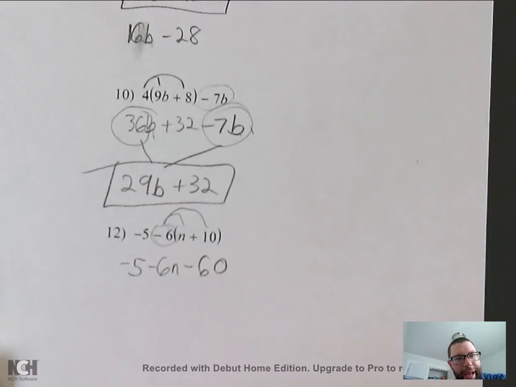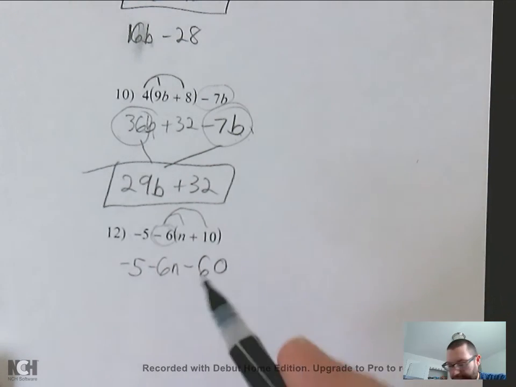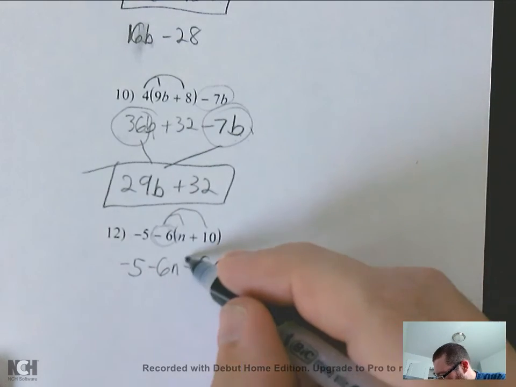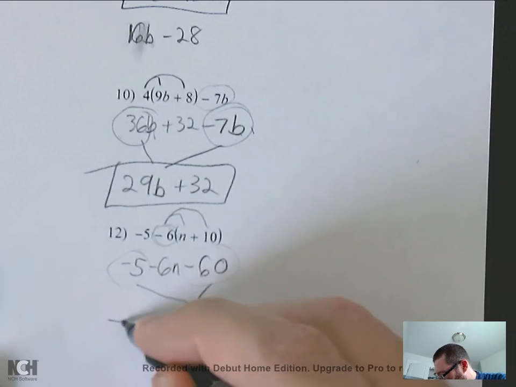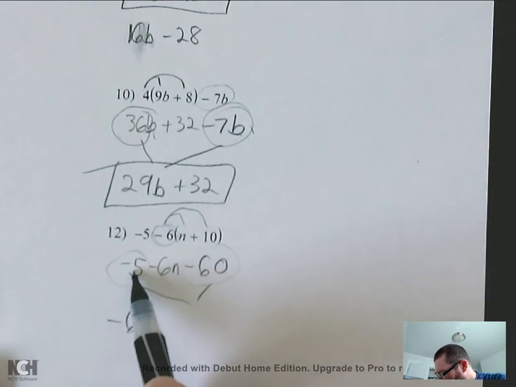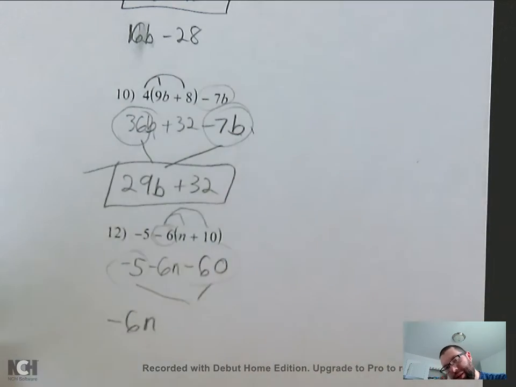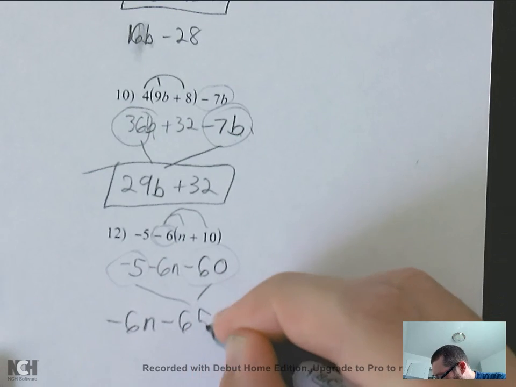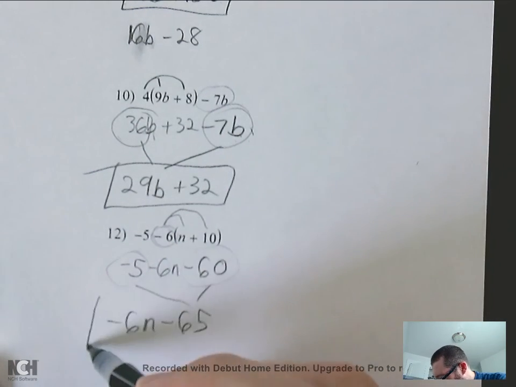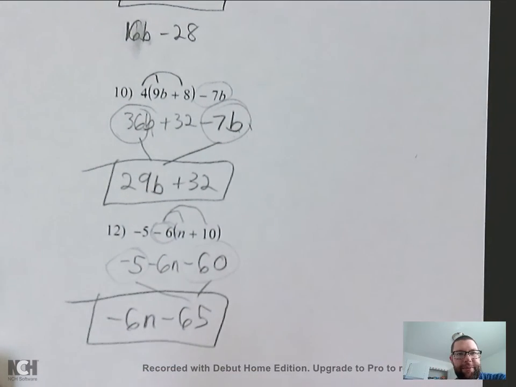Okay, now looking here, do I have any like terms? Yeah, I've got two numbers without variables, negative 60 and negative 5. So I can combine those. So negative 5, negative 60, it's going to go more negative, right? So it'd be negative 65. And that is as simple as I can get it.